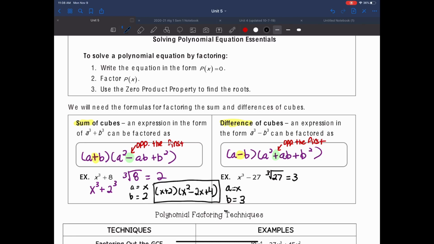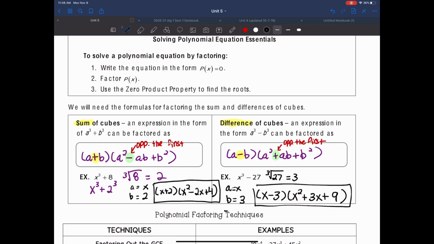cubed. So if I plug that into the formula, I'm going to have a minus b, or x minus 3, times a squared plus ab plus b squared. So x squared plus 3 times x plus b squared. b squared is 3 squared, which is 9. So this is going to be the final factored form for the difference of cubes.